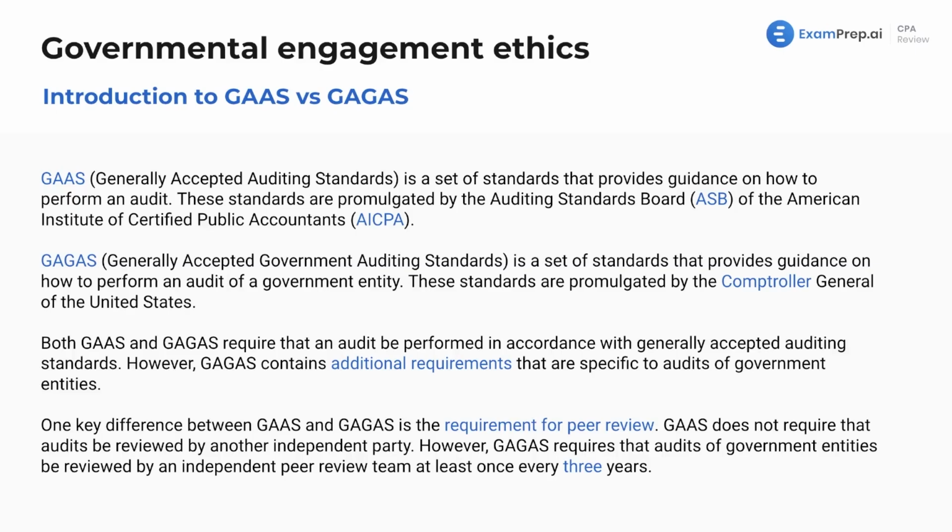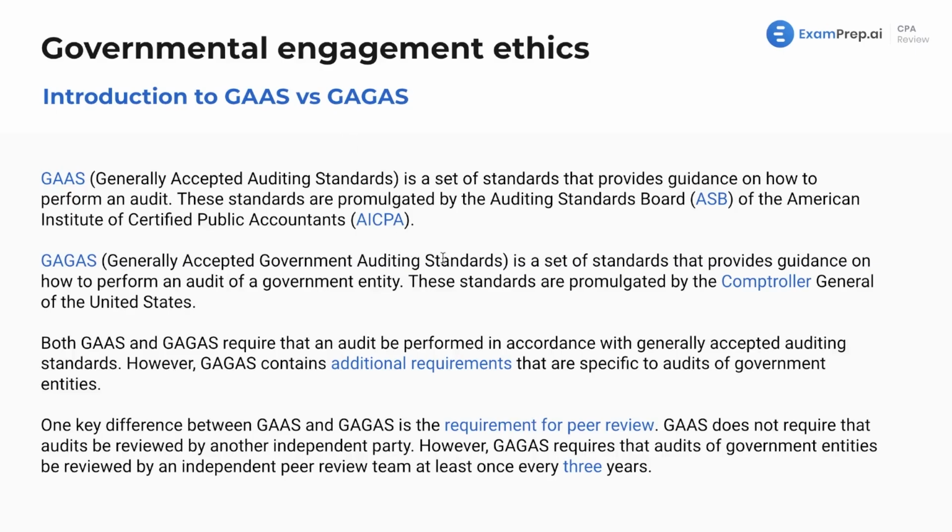Let's talk about the differences. We've got generally accepted auditing standards, which we've seen before, and then we have this new concept of GAGAS, which you also may have seen before. GAAS is a set of standards that provides guidance on how to do an audit, a normal audit, right? Let's just think corporate audits, like auditing Best Buy, auditing Microsoft, auditing Apple, or auditing Starbucks. These standards are promulgated by the Auditing Standards Board of the AICPA. Who is in charge of generally accepted auditing standards? That is the AICPA, the wonderful AICPA.